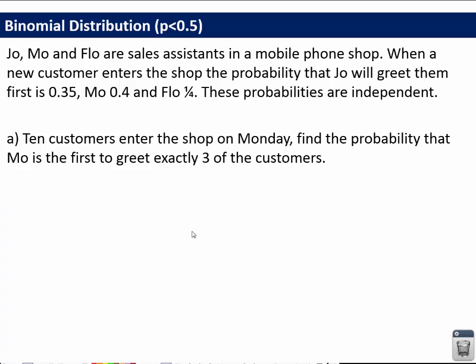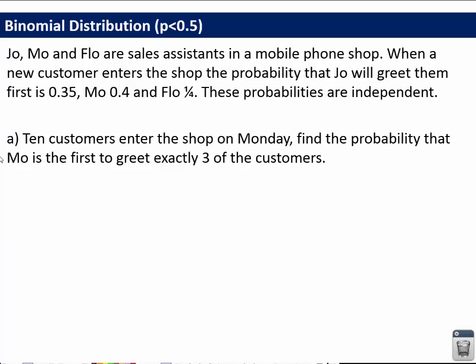A quarter? Well, a quarter is just another number. We know we can represent probabilities as percentages, decimals, or fractions. If you're not comfortable with a quarter, just write it as 0.25. It's probably worth adding that these probabilities are independent, one of the conditions for the binomial distribution. 10 customers entered the shop on Monday. Find the probability that Mo was first to greet exactly 3 of the customers.